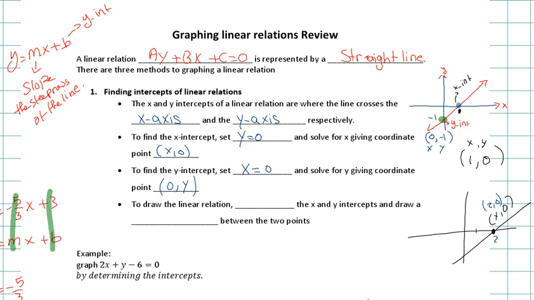And as a hint, no matter what it is, to find the y-intercept, plug 0 for x, right? This is a hint. It's going to be on the wall, so always look for it, okay? So to draw the linear relations, you're going to plot the x and y intercept and draw a straight line between the 2 points.